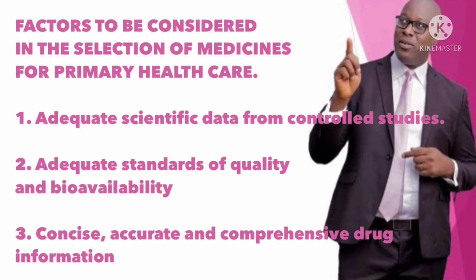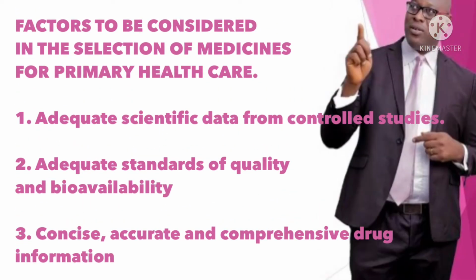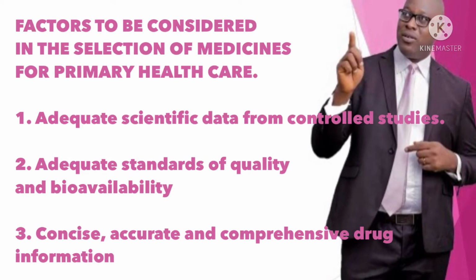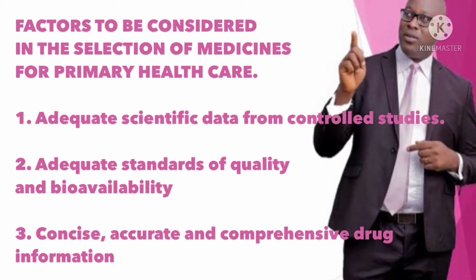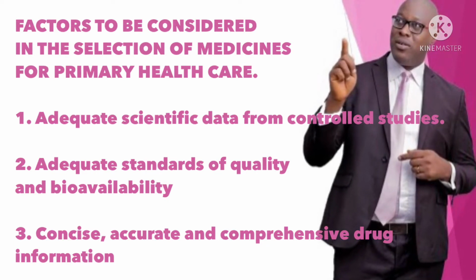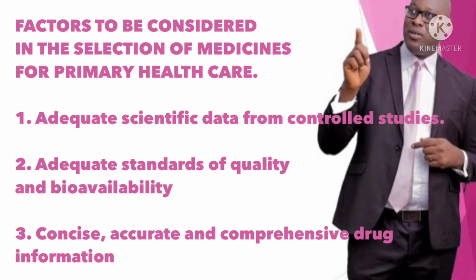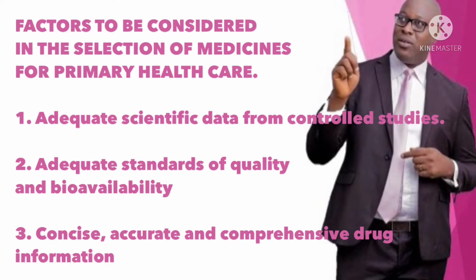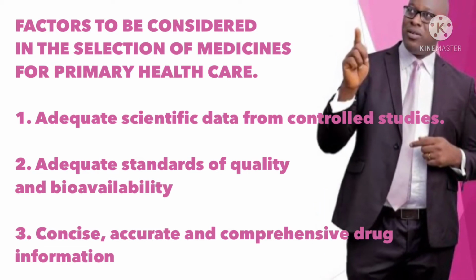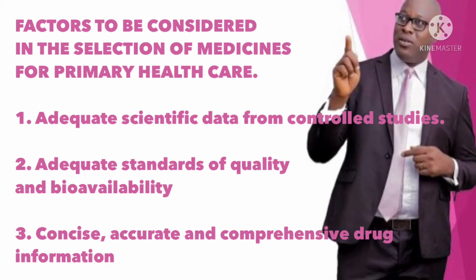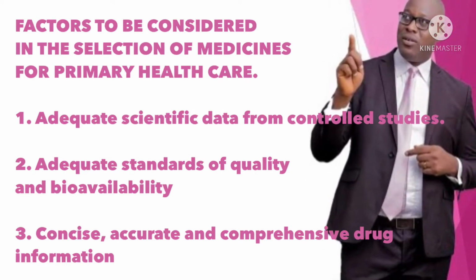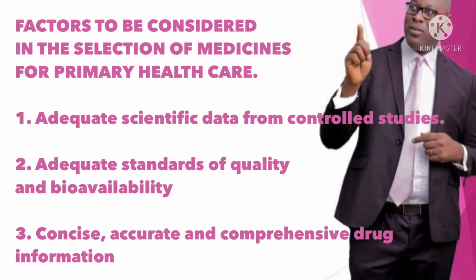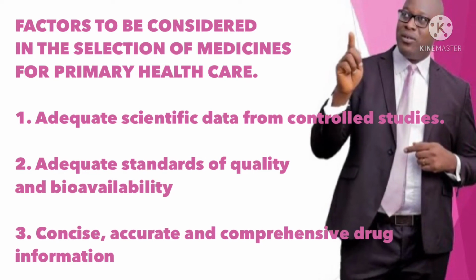Factors to be considered in the selection of medicines for primary health care. For a medicine to be considered for inclusion in the Essential Medicines List, it must satisfy the following criteria. 1. It must have adequate scientific data generated from controlled studies. 2. It must meet adequate standards of quality, including bioavailability, when necessary. 3. It should be accompanied by concise, accurate and comprehensive drug information, drawn from unbiased sources.